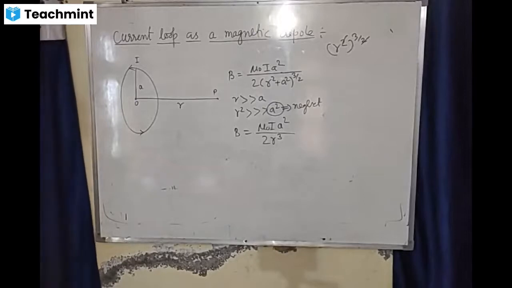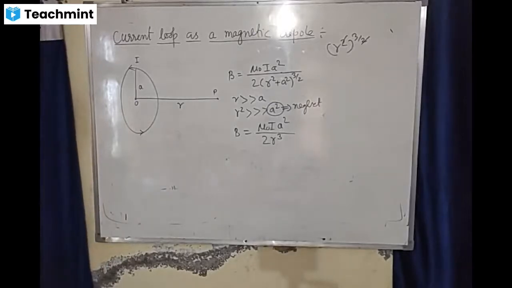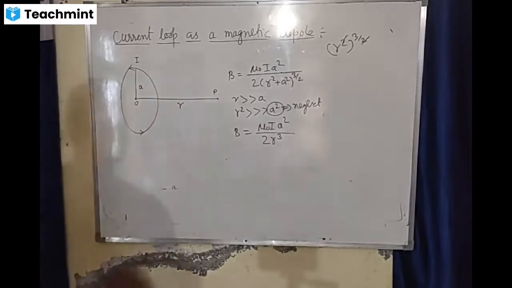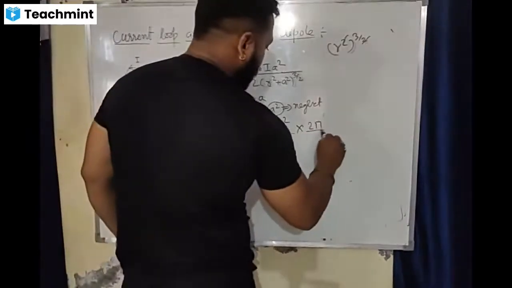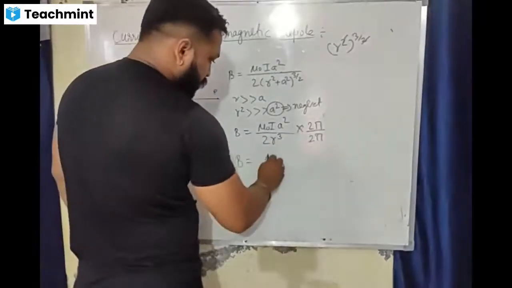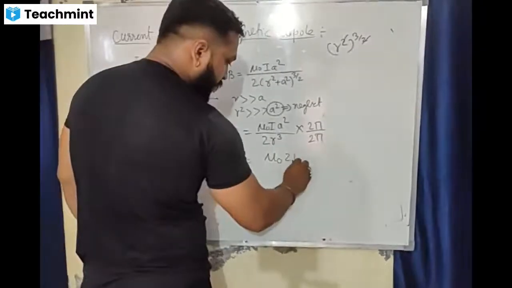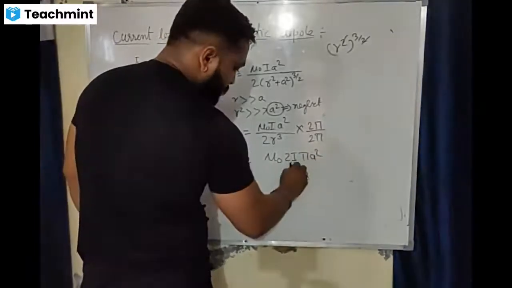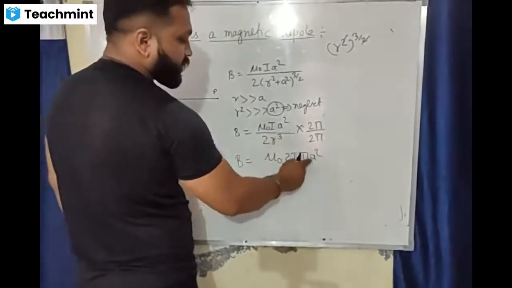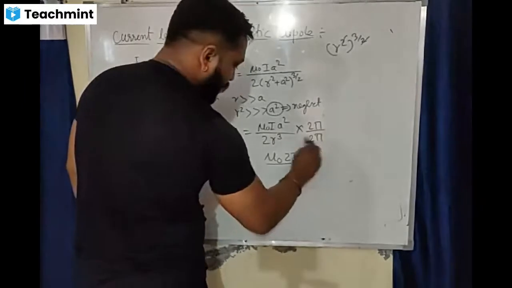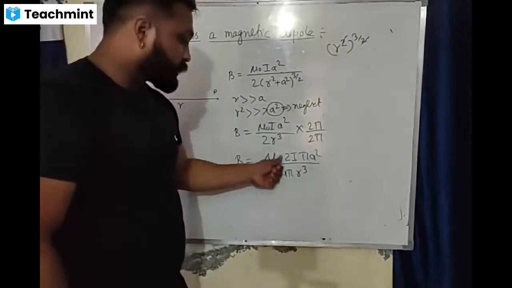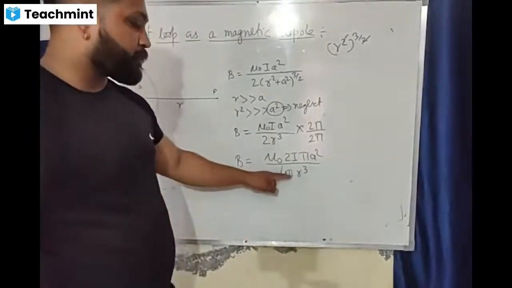Now I multiply the equation by 2 pi and also divide it by 2 pi. So the equation becomes B equals mu naught into 2I into pi A square, I have just multiplied I with 2 and A square with pi, upon 4 pi r cube. So now it becomes mu naught 2I pi A square upon 4 pi r cube.